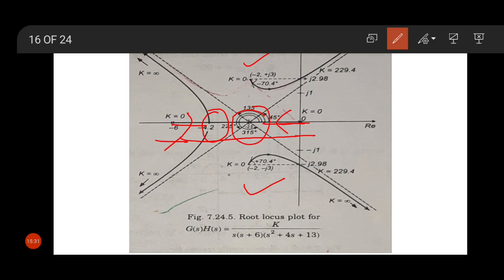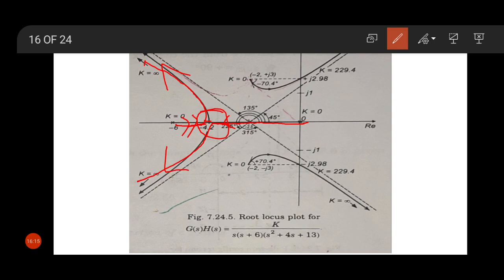Okay, now see how the locus moves. Now let me clear this thing. So see, from -6 locus starts in this way, and from 0 locus starts in this way, and they meet at -4.2. This is our breakaway point. From this breakaway point, the locus leaves the real axis in this direction.